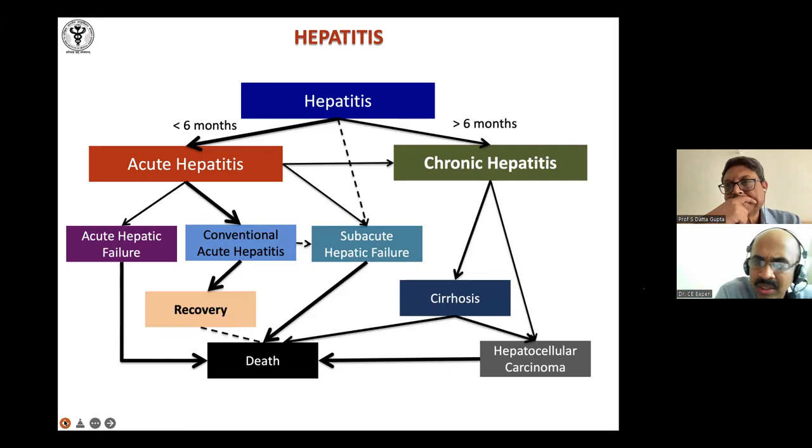Dr. Manmohan has asked, in patchy liver disease, how can we increase the yield of liver biopsy?